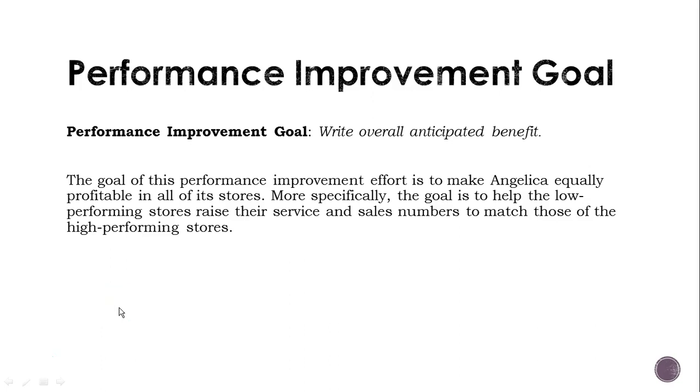Now the next step is to take a look at the performance improvement goal, and what you'll want to do here is just write an overall anticipated benefit. The goal of this performance improvement effort is to make Angelica equally profitable in all of its stores. Remember, there were a lot of inconsistencies that you see within this case. More specifically, the goal is to help the low-performing stores raise their service and sales numbers to match those of the high-performing stores. So you can see, hopefully, in this goal, it really helps you to understand the culture of the organization and the type of people that are in the low-performing stores and also in the high-performing stores to really help you achieve this goal.